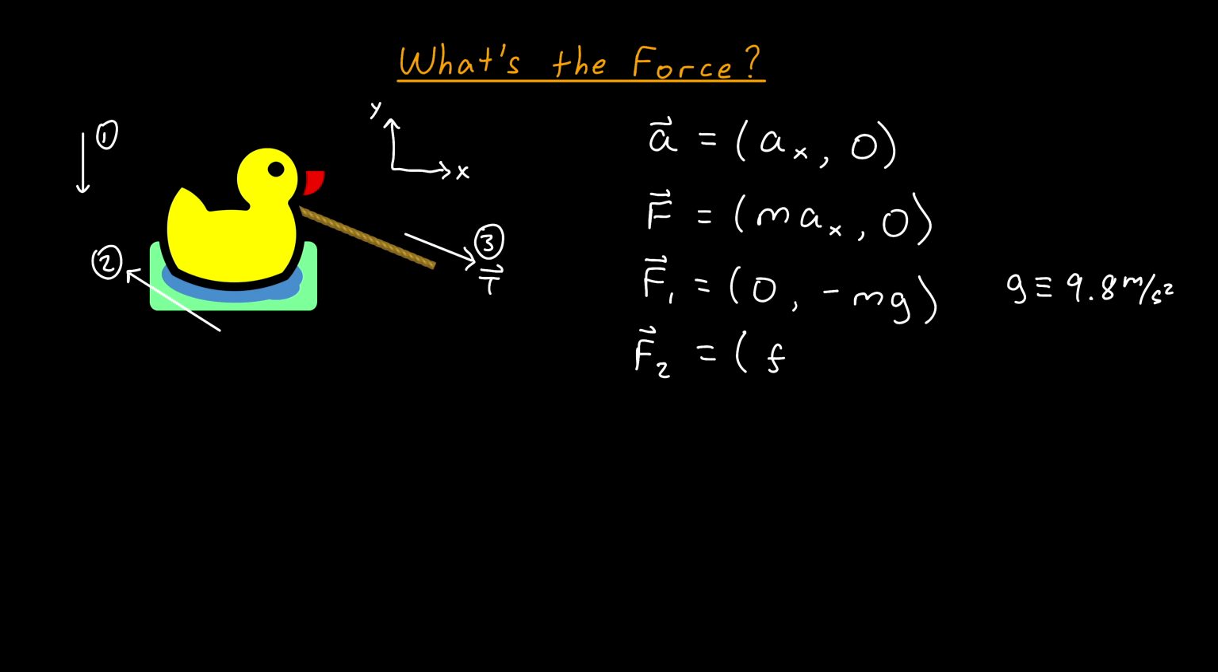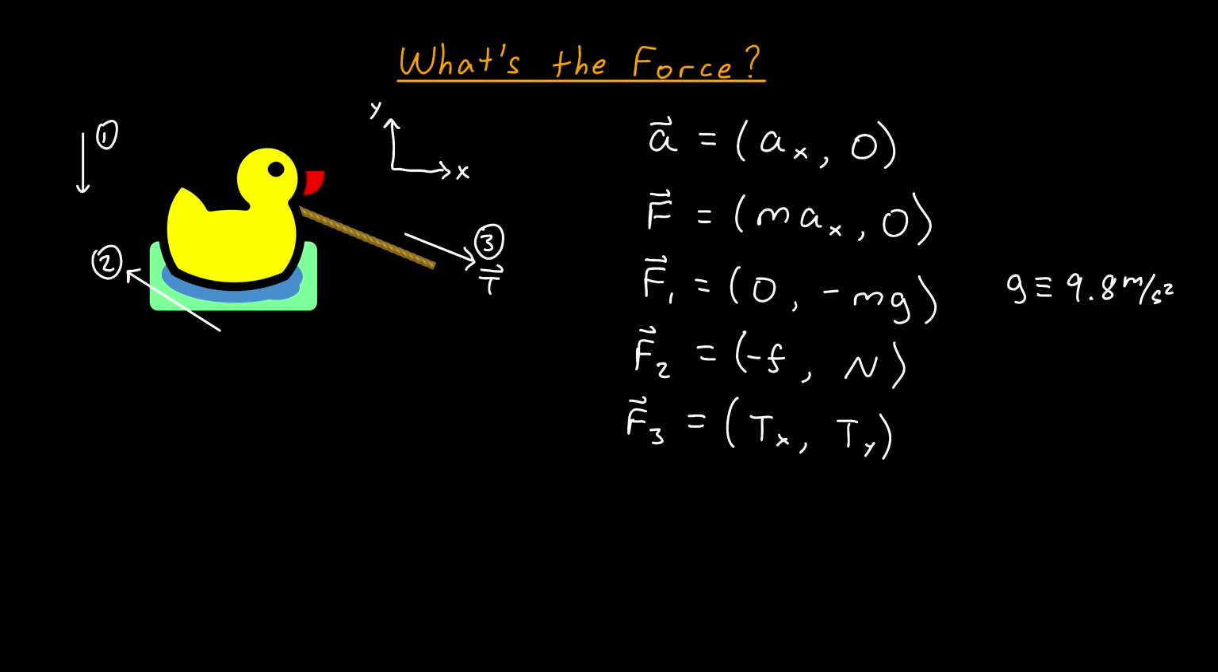And maybe I'll write minus F because we know it's going to act to the left. And we know that it has a y component, which is called the normal force. But we don't know what either of those are. Those are what we're trying to constrain or figure out. And then we can write down F3, which we were lucky enough to get the person pulling this duck to tell us. So we have some Tx component and some Ty component that we know.